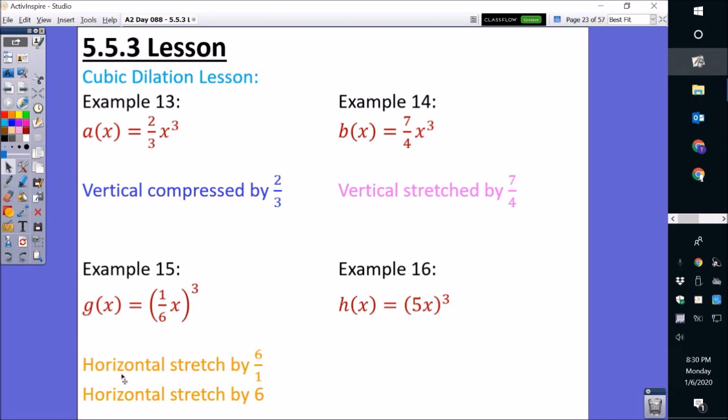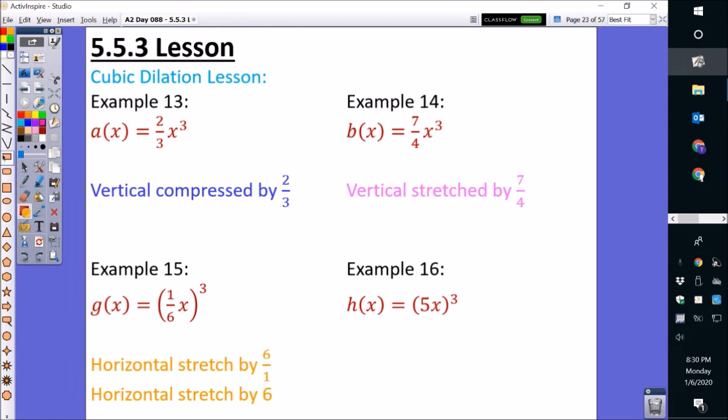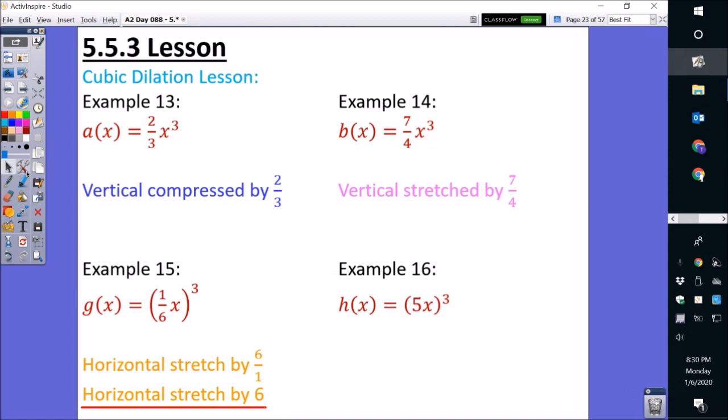Now, even though we have horizontal stretch by 6 over 1, you always have to simplify the number. So actually our final answer is horizontal stretch by 6. Now it's okay if in your work you said horizontal stretch by 6 over 1, but what you really want to do is box your answer, stating that it's actually horizontal stretch by 6.